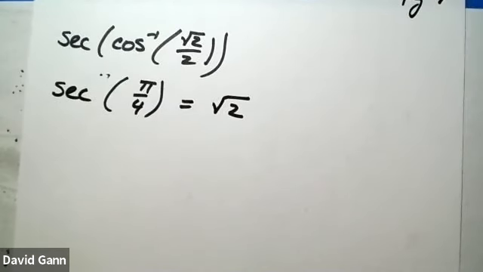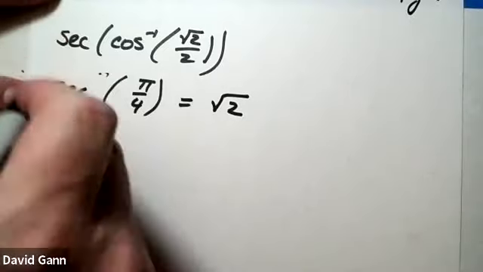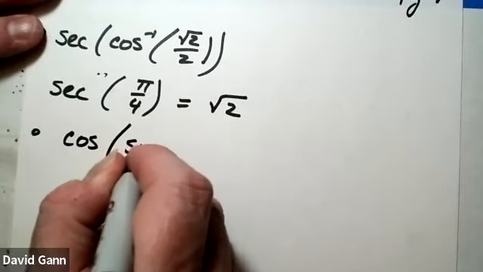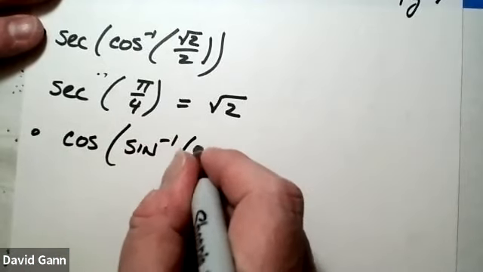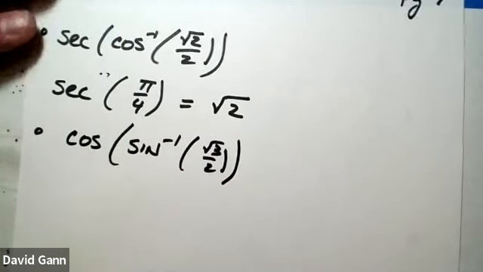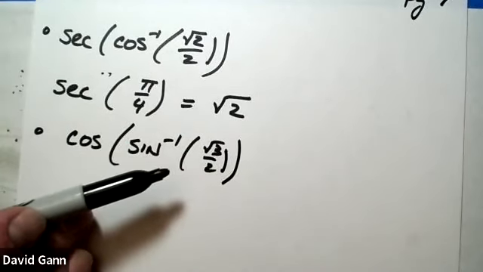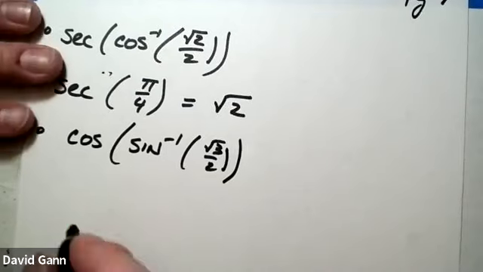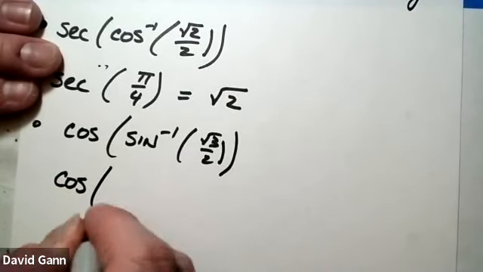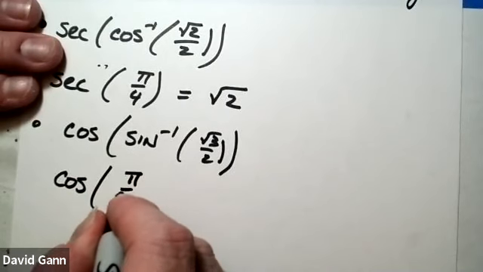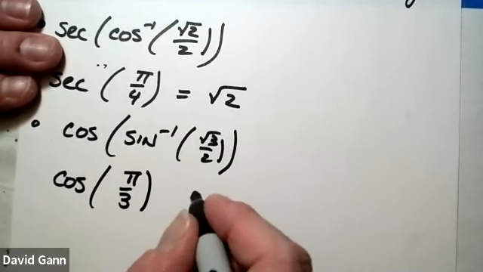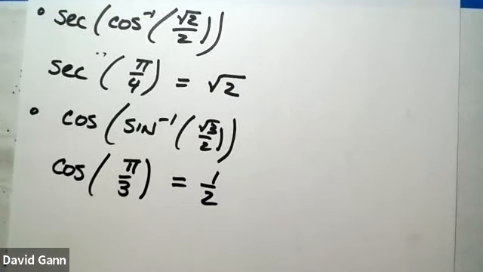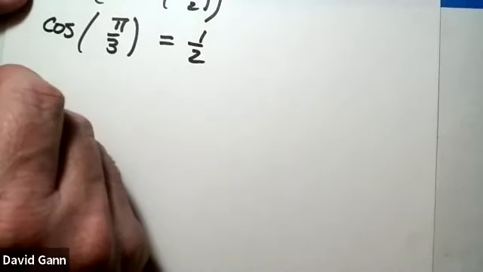Let's mix it up. How about the cosine of the inverse sine of square root of 3 over 2? Well, same sort of situation here. We're just going to evaluate this term. Now, inverse sine of square root of 3 over 2 is going to be an angle in quadrant 1, and its value is pi over 3, right? So then the cosine of pi over 3 is going to give you 1/2, right? So far, so good. Let's do a couple more.